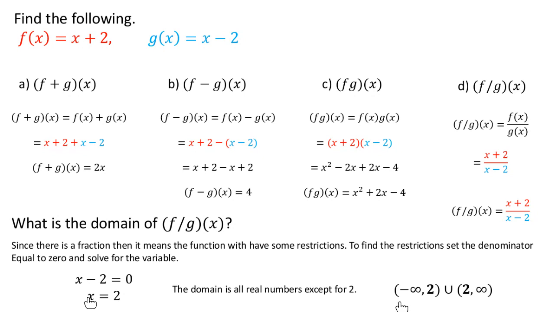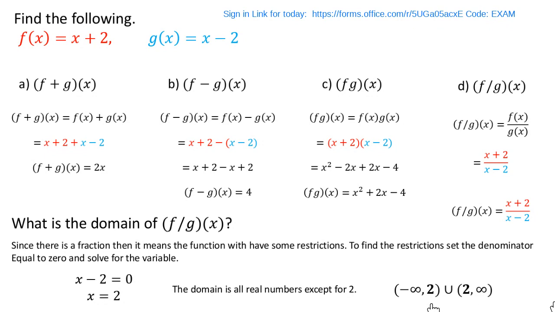So for all of our values here, we can use everything except for 2. In interval notation, we're going to write it as negative infinity to positive 2, union, which is a symbol for and, 2 to infinity. Notice that I use parentheses around the 2 because I do not want to include the value 2. Okay, so that is how we would find the domain.